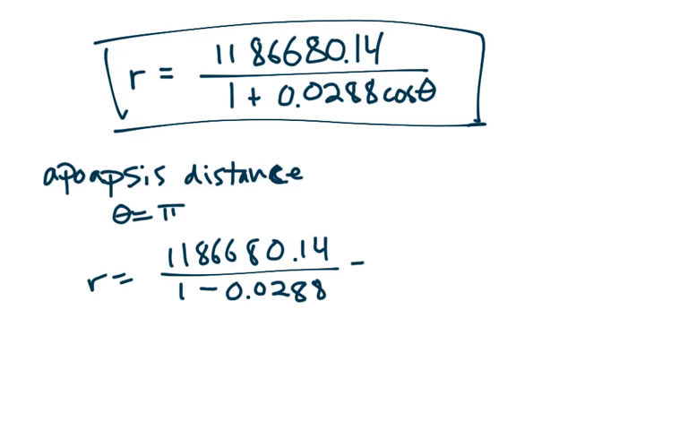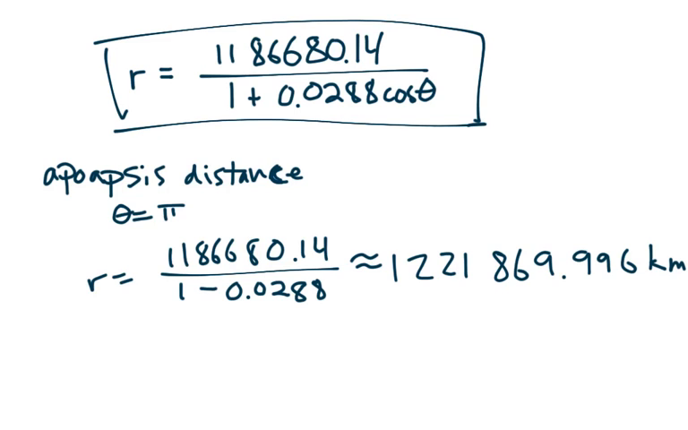And this is approximately 122,186,996, right? It's not equal. You're dividing by some really longer decimal than you'd like to divide by. But because a was in kilometers, this is in kilometers. And of course, if you round this to the nearest kilometer, that's going to be a pretty big number.